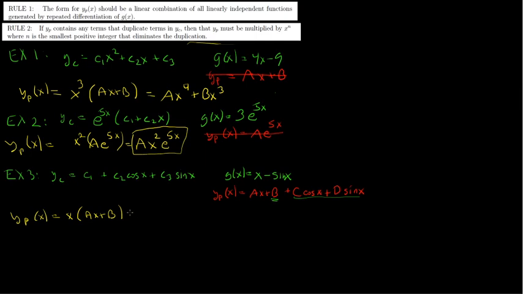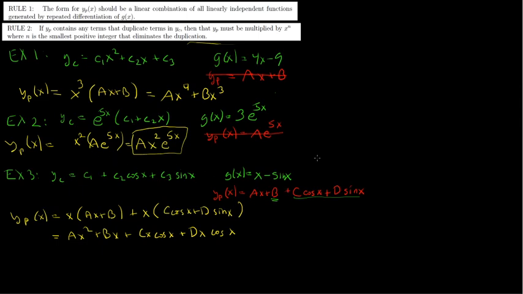What about the sines and cosines? So the c cosine x plus d sine x conflicts with this. So I need to multiply all of this times, well, in this case, just another x. That should eliminate the duplication now. Cosine x plus d sine x. Okay. And it might be helpful to multiply all this out. You get ax squared plus bx plus cx cosine x plus dx sine x. Okay. And so that should give you the form of the particular solution for this example.